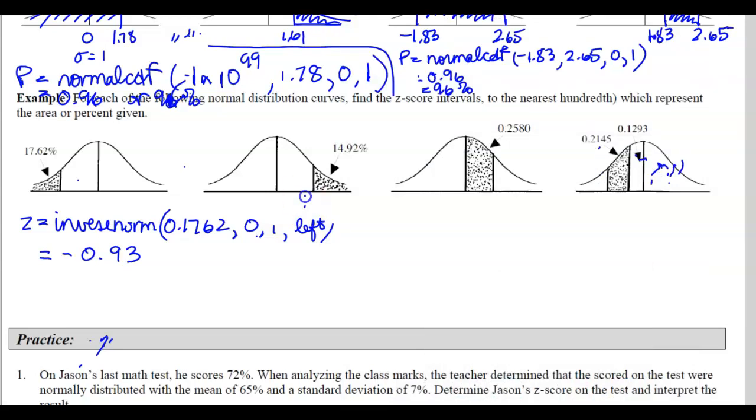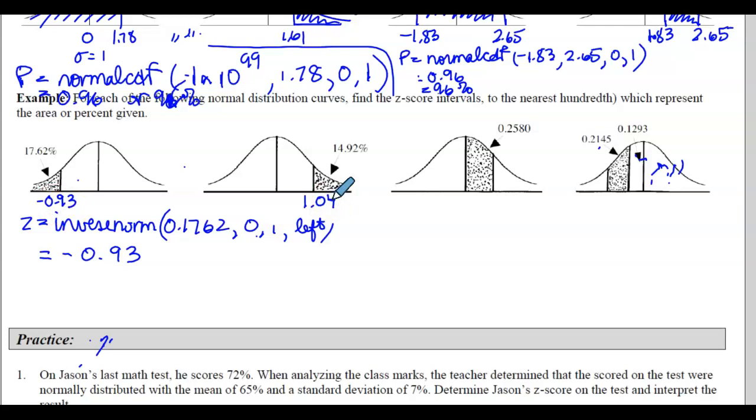So I'm going to just write it right there. And this was negative 0.93. Okay, so the thing is, who has an older version of the calculator?